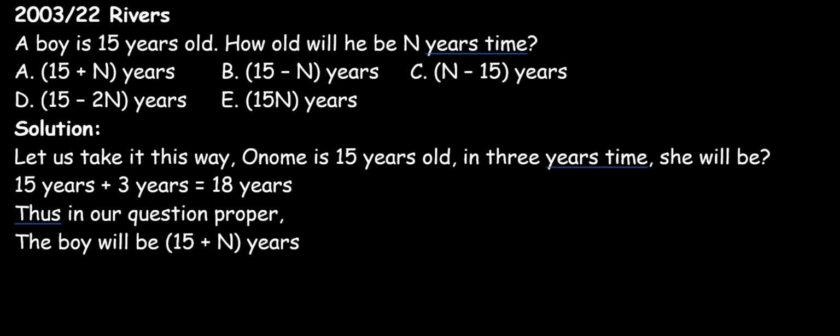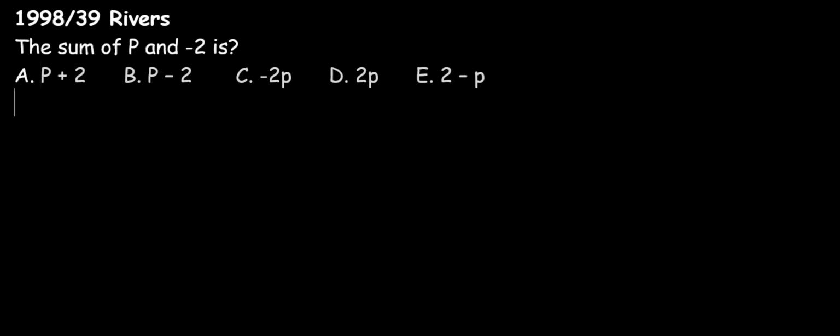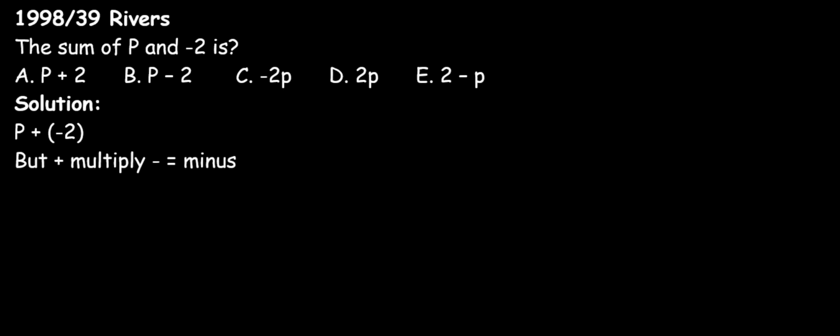Another example. The sum of p and minus 2 is, the options are given. Solution. The problem is p plus bracket open minus 2 bracket close. But in opening up the bracket, plus multiplied by minus equals minus. Thus, p plus bracket open minus 2 bracket close equals p minus 2.